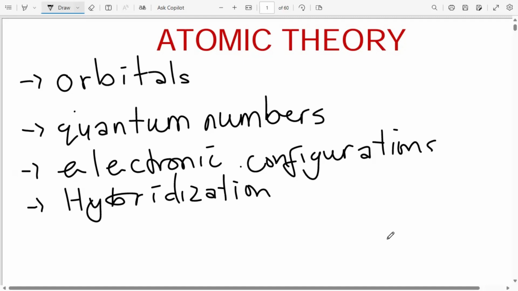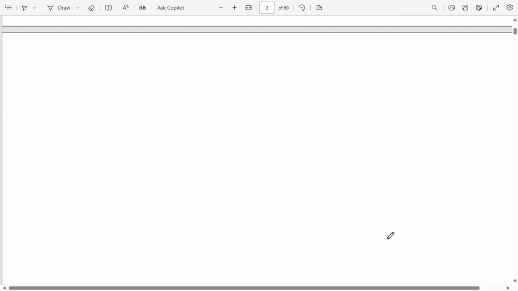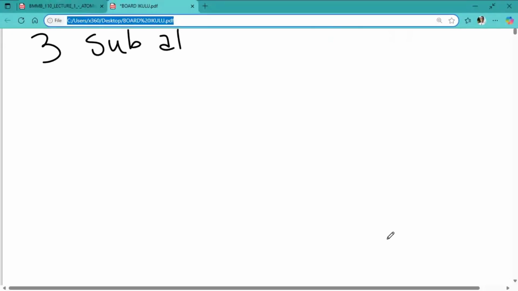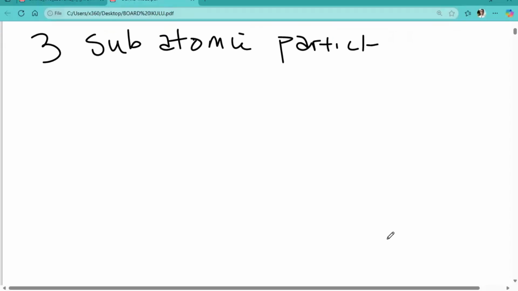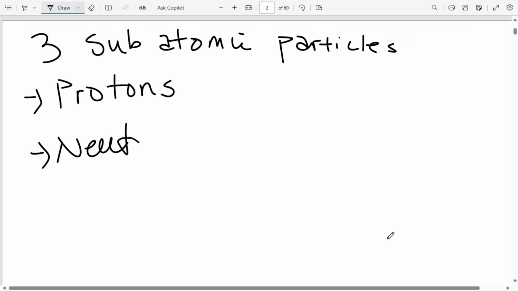So to just get back up to speed, remember last time we met, we already discussed what an atom is, and we described an atom as the basic or the fundamental unit of matter. And we continued to say atoms are usually made up of subatomic particles. Specifically, we mentioned three subatomic particles: we have protons, we have neutrons, and we have what we call electrons.